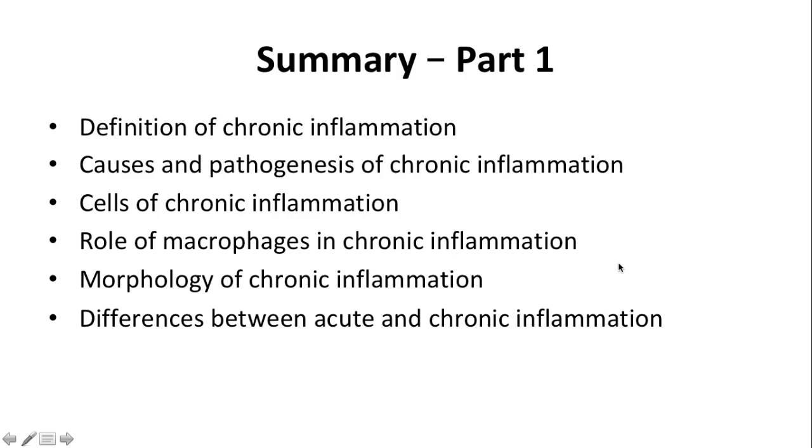We've talked about the morphology of chronic inflammation, in which grossly there is often distortion and tissue injury as a result of fibrosis, and microscopically, you can see tissue injury, inflammation, and repair going on at the same time. We've also discussed, as illustrated by a table, the differences between acute and chronic inflammation.